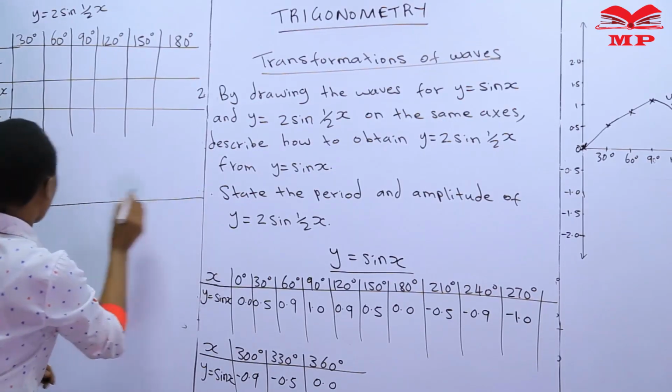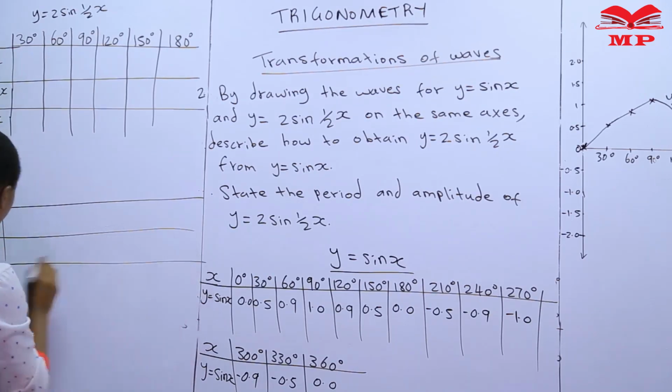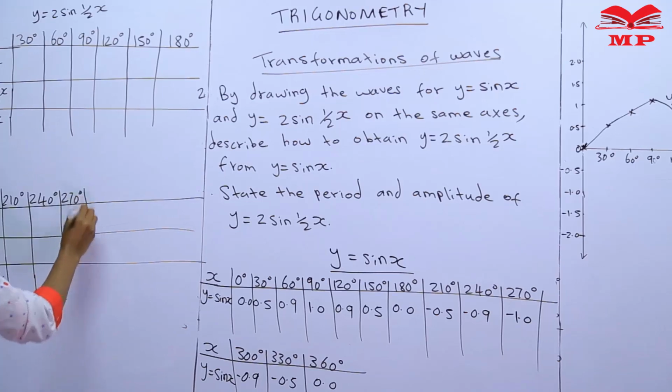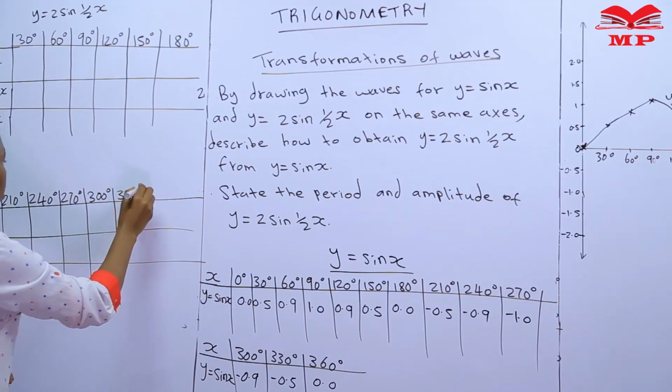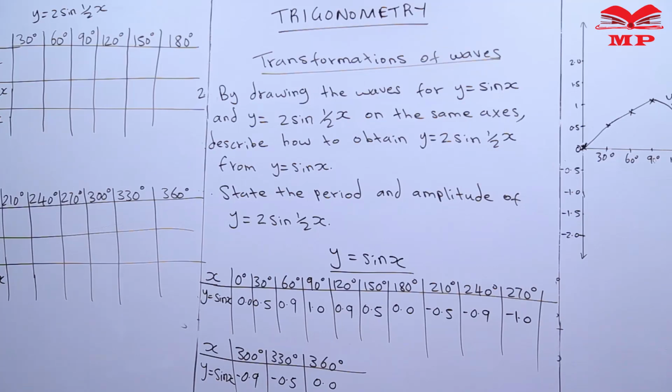In the other part here again, we have the values of x, a half x, then sine a half x, and finally 2 sine a half x, which is our y. So we continue with 210 degrees, 240, 270, 300 degrees, 330, and finally 360 degrees. Again we need to fill that table.